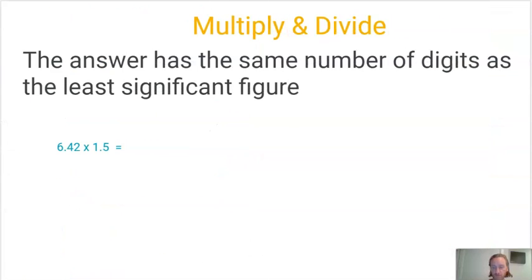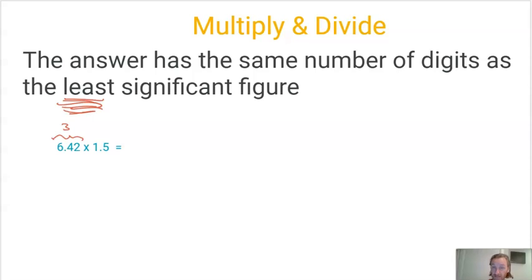So that's a rule for counting decimal places. What about multiplying and dividing? Multiplying and dividing significant figures. Well, the answer has the same number of digits as the least significant figure. So if we look at this one here, this is why it's important to be able to count and recognize how many there are. We know from our rules that there's 3.